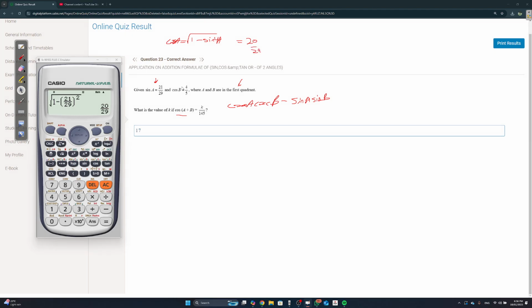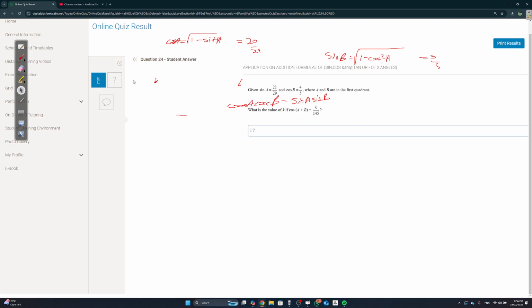Then sine b. Using the same rule, sine b will just be root 1 minus cosine squared b, right? Sine b is square root 1 minus cosine squared b. So 1 minus 4 over 5 squared, so 3 over 5. Okay, let's do it. Cosine a cosine b, so 20 over 29 times cosine b 4 over 5, minus sine a sine b, so 21 over 29 times sine b 3 over 5. 17 over 145, so k is 17.